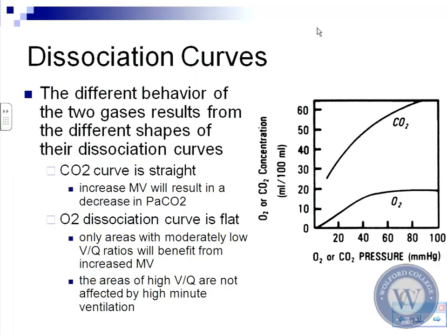And the last thing is the dissociation curves for the different gases. O2 and CO2 have completely different dissociation curves, and because of that, they act differently. The CO2 curve is actually very linear or almost straight. So if you increase ventilation, it will result in a decrease in PCO2 very rapidly, versus the oxygen dissociation curve, which is almost flat. So even if the person begins to hyperventilate, you cannot see that big change in the PaO2 because it has already flattened out. So you really don't get any benefit from that in comparison to CO2.